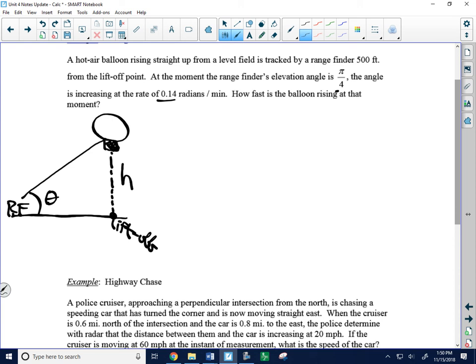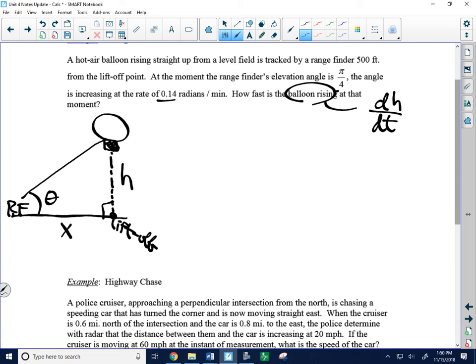How fast is the balloon rising? The question is asking for dh/dt, the rate of change of the height. Okay, and we can assume it's a right angle here. Now, the other part I know is the 500, that's the base. For now we'll call it x, this base here. I do not have the hypotenuse, so I'm not going to be able to use the Pythagorean theorem.